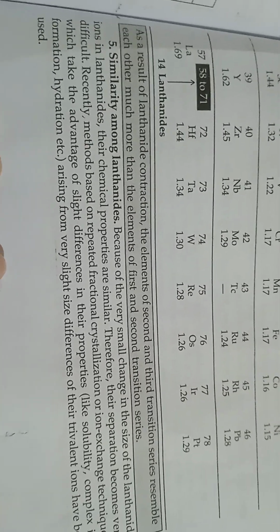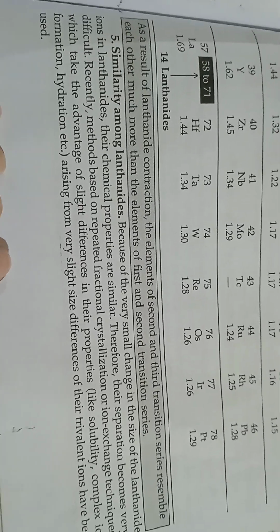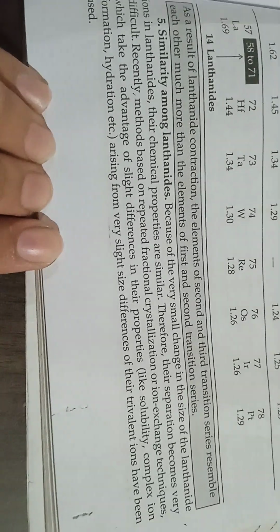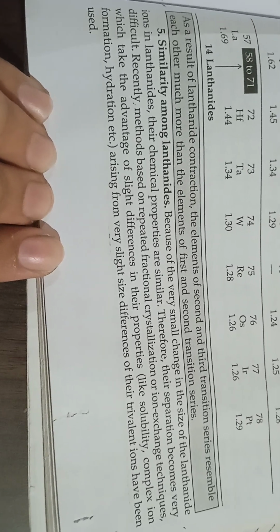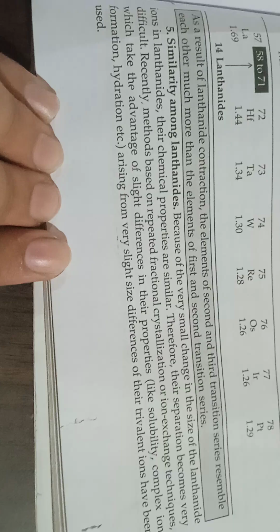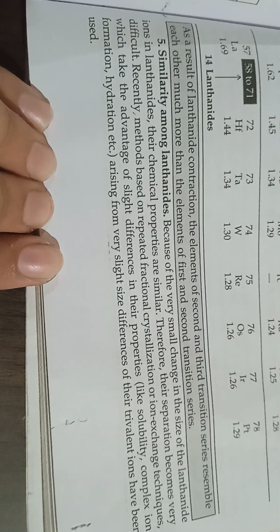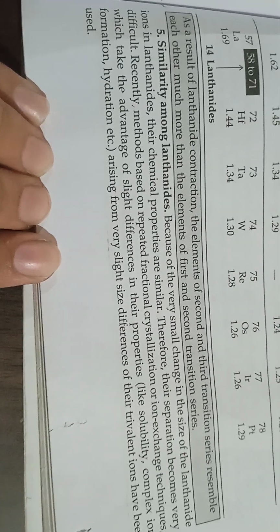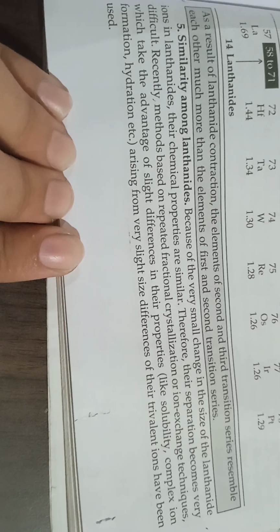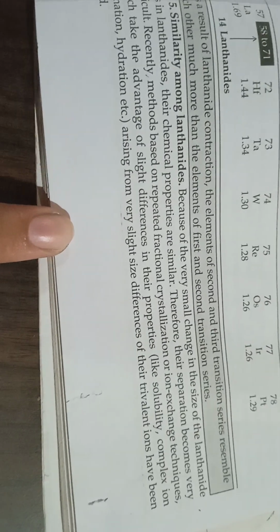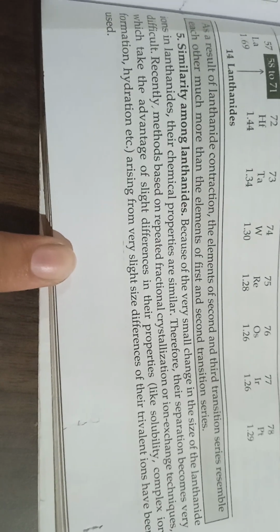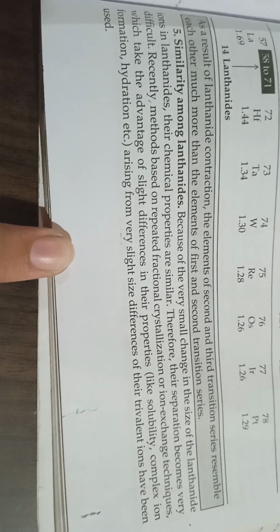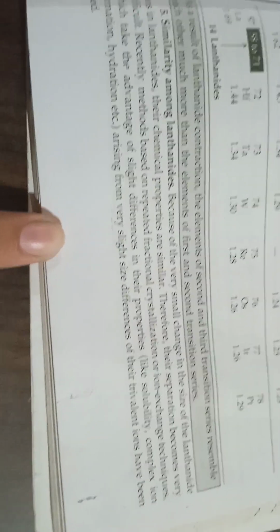Similarity among lanthanides. Because of the very small change in the size of the lanthanoid ions in lanthanides, their chemical properties are similar, therefore their separation becomes very difficult. Recently, methods based on repeated fractional crystallization or ion exchange techniques, which take advantage of slight differences in their properties like solubility, complex ion formation, hydration, etc., arising from very slight size differences in their trivalent ions, have been used.